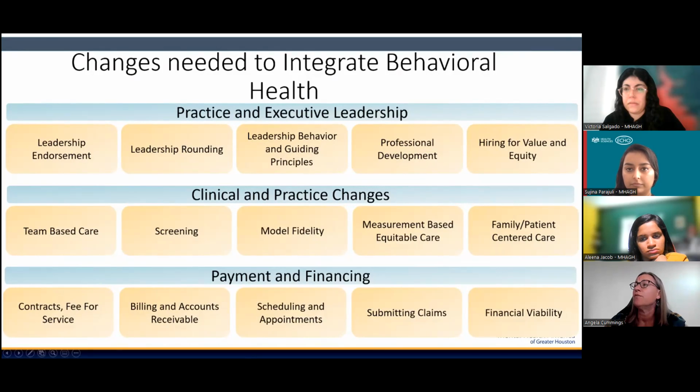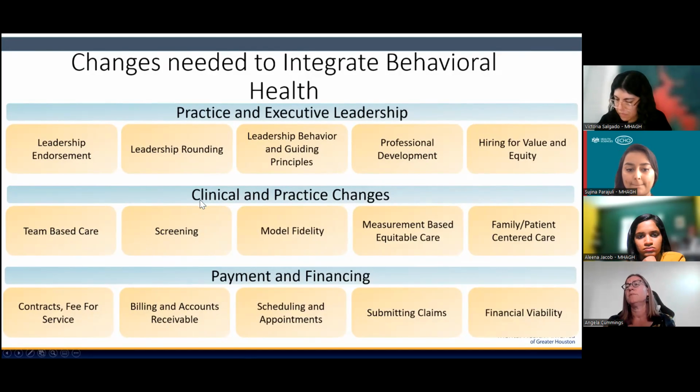And then hiring for value and equity. So looking to make sure that you're hiring a behavioral health provider that's the right level for your clinic, and that is somebody that represents your patients and is someone who can really connect with your patients.